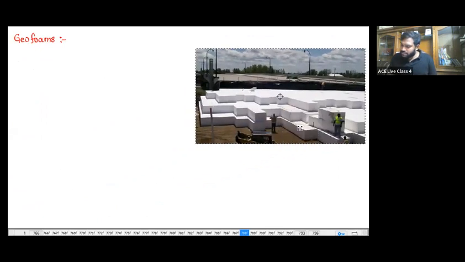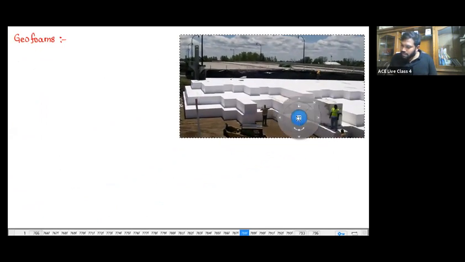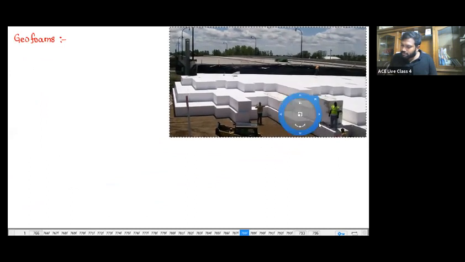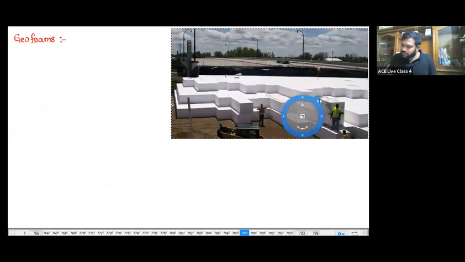So this is nothing but geofoam blocks. Here, its main advantage is as a separator. So what are these geofoam blocks? It's just like thermocol. Yes or no? Whatever we see, thermocol boxes, they are geofoams only. They are very lightweight.